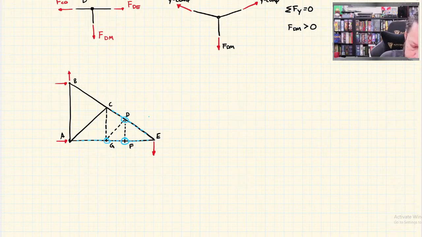C has 3 members. 2 of them, BC and CD, are collinear. No external force at C. AC is a zero force member. So if I wanted to analyze this truss in this configuration, it's really just this.